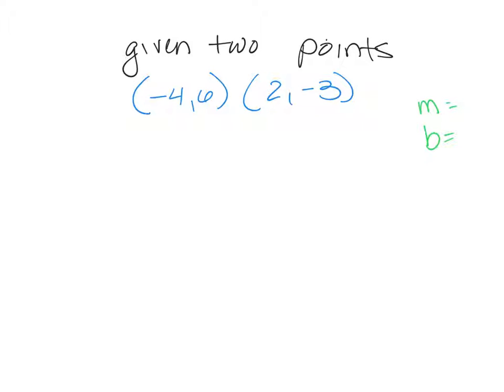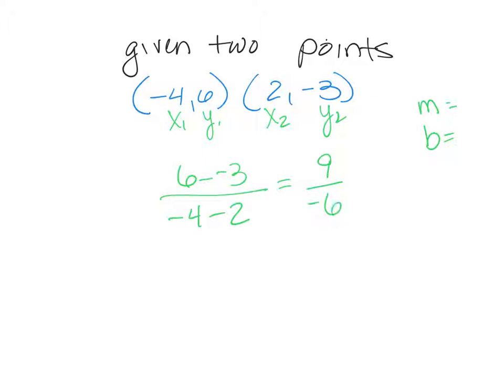So how do I find the slope? Is there a way to find the slope? Yes, you use the slope formula, y1 minus y2, and it's going to be the difference of the y's over the difference of the x's. Make sure you do this correctly, but that's 9 over negative 6, which is negative 3/2. So our slope is negative 3/2.